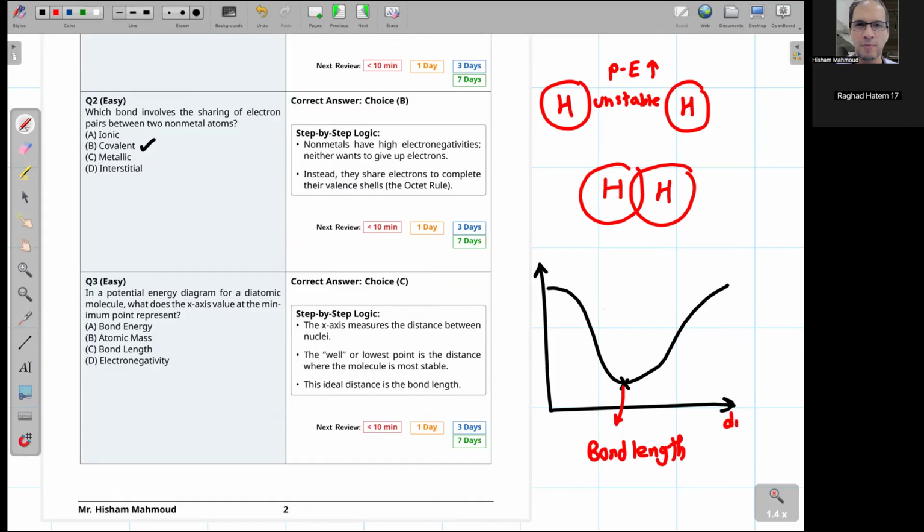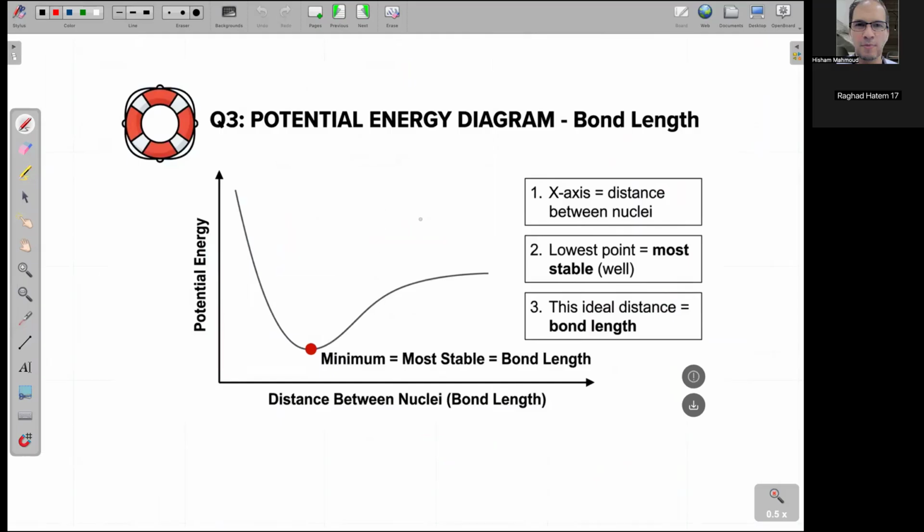This is the distance, the x-axis. So they are very far from each other, so the potential energy is high. That's why I can see the potential energy here is high. Again, let me draw the hydrogen and hydrogen: they are very far from each other here, so they are unstable, and the potential energy has come up, right?